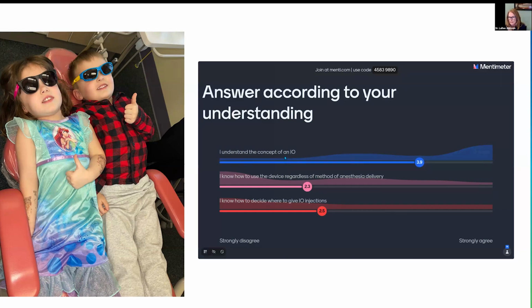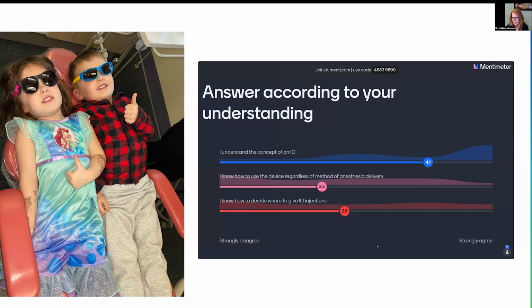So I understand the concept of an intraosseous injection. And you slide on your phone, just slide however you feel about it. I know how to use the device regardless of the method of anesthesia delivery. So what this means is I've used it for an inferior alveolar. I can do that. I can do an infiltration. I can do intraosseous. I'm mastering it.